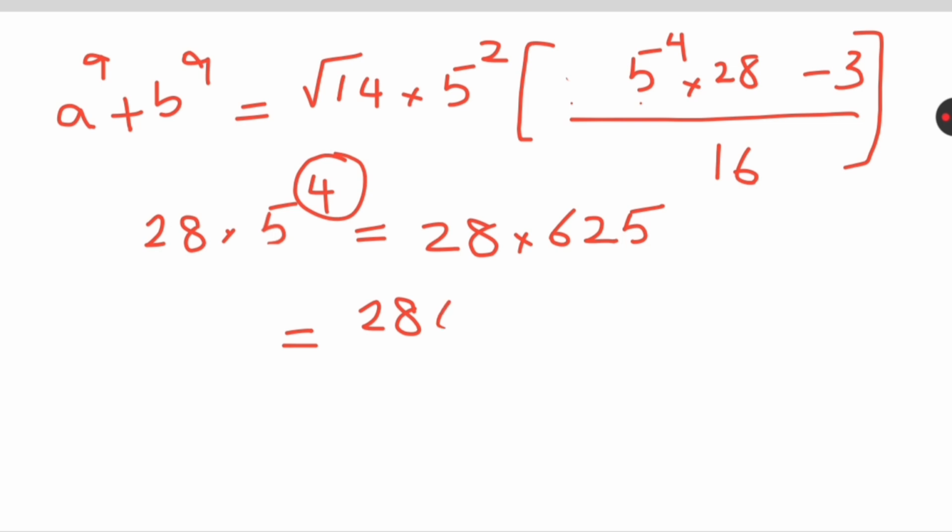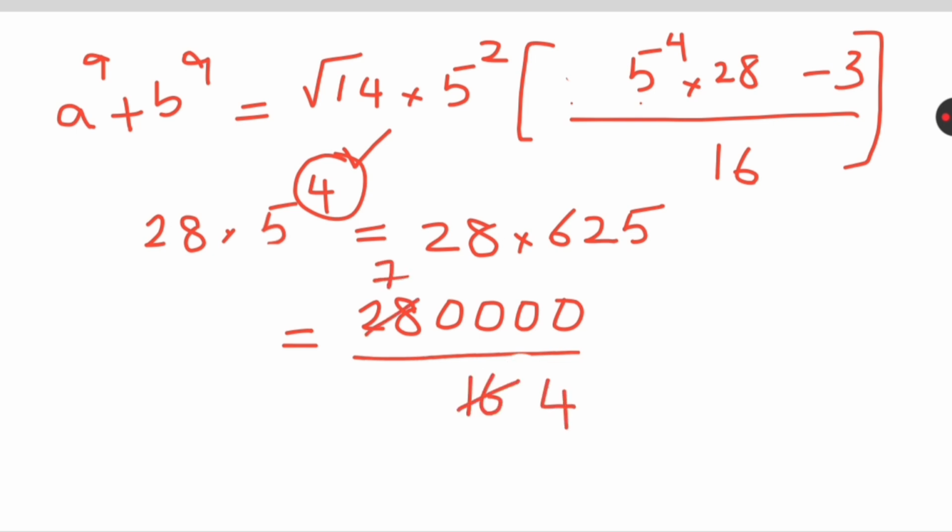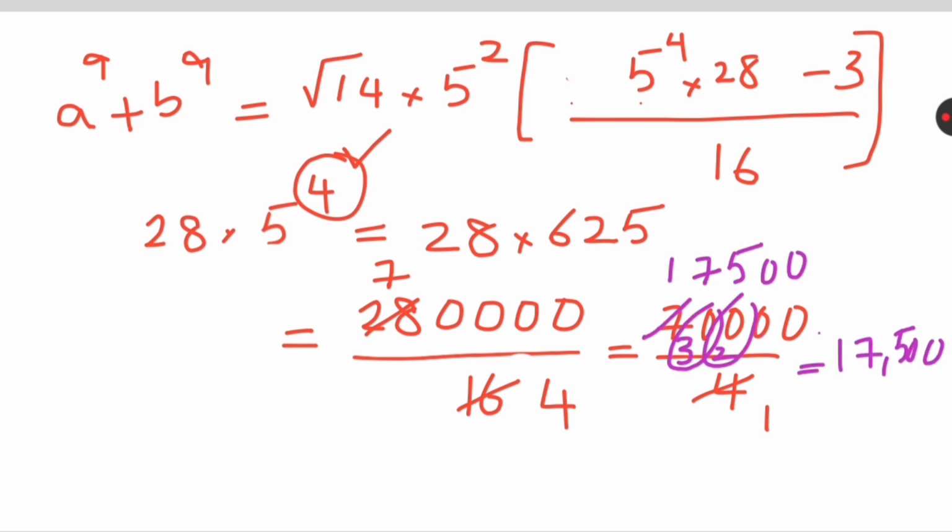That means you need to write 4 zeros on the right side of 28, divided by 2 raised to power of 4. So 2 raised to power of 4 is nothing but 16. After cancelling, 4 times 4 is 16, 4 times 7 is 28. So you are left with only 7 and 4 zeros, divided by 4. After doing the division, you will get 17,500. So 5 raised to power of 4 times 28, the value is 17,500, minus 3.